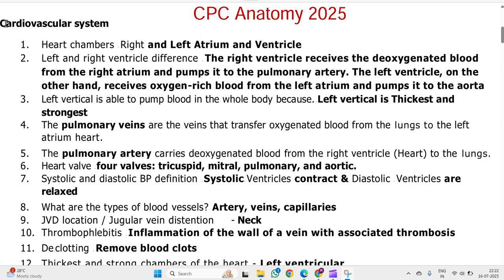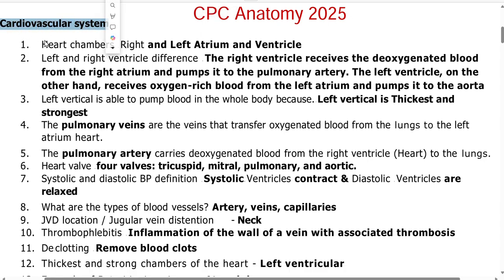Cardiovascular system. 1. Heart chambers: right and left atrium and ventricle. 2. Left and right ventricle difference. The right ventricle receives the deoxygenated blood from the right atrium and pumps it to the pulmonary artery. The left ventricle, on the other hand, receives oxygen-rich blood from the left atrium and pumps it to the aorta.